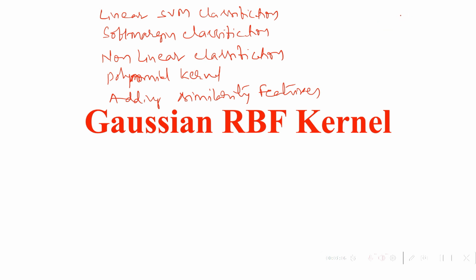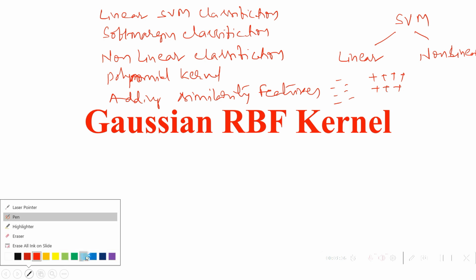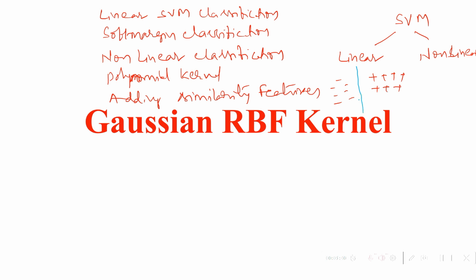So, for example, a support vector machine is applied on two types of data sets. One is a linearly separable data set, and the other is a non-linearly separable data set. If the data has positive class points and negative points, we can separate these two classes with linear SVM classification, with the help of soft margin classification. Linearly we can separate these two classes, so this is called linearly separable, linear SVM classification. This can be done with the help of soft margin classification also.